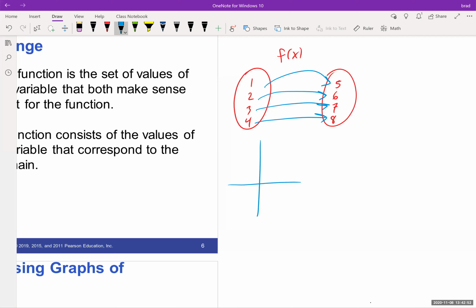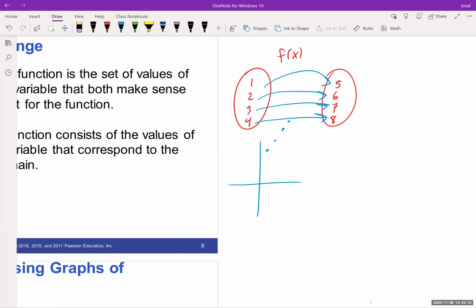So if I were to graph this, I would go over 1, up 5. I would go over 2, up 6. I would go over 3, up 7. I would go over 4, up 8. And then this would pass the vertical line test, right? Because I draw the vertical line and it never touches more than once anywhere I draw one line. So this would pass it.